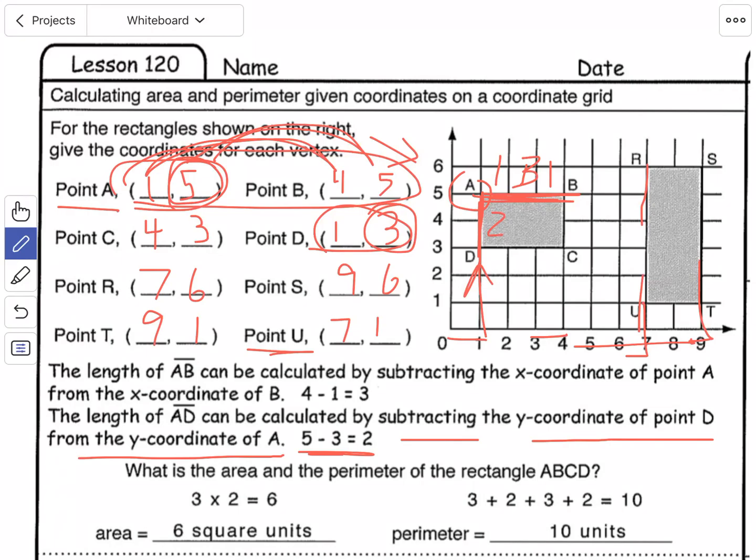Now, to find the area, we would simply multiply like always. 3 times 2 gives us 6 square units. To find the perimeter, we would add all the sides, 3 and 2 and 3 and 2, to get 10 units, not square units, because that's finding the length around the shape, the fence that would go around that.